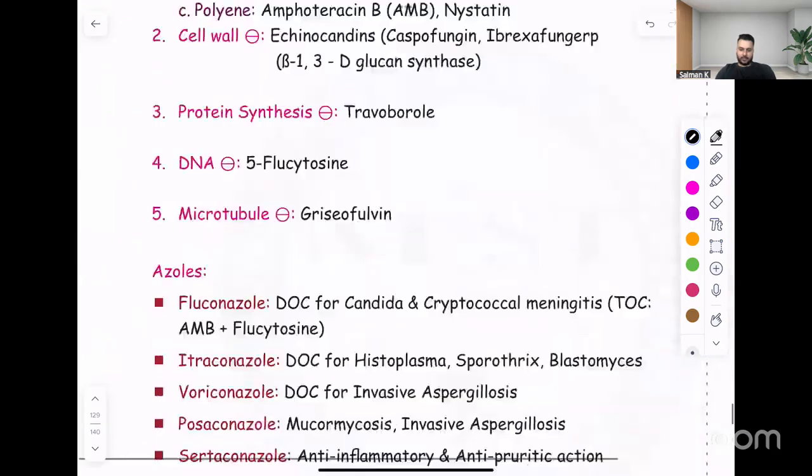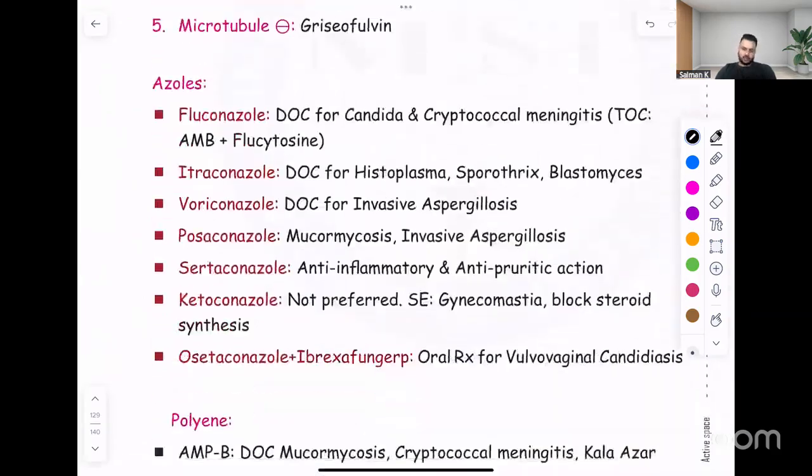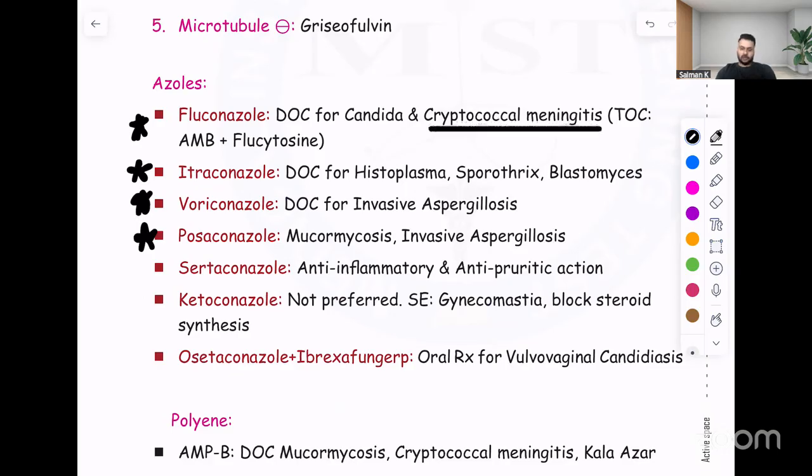Now, antifungals, what I want you to know. Keep an eye on cryptococcal meningitis. This recently came in INI-SET, exactly what is written in the note here. They asked this: combination of amphotericin B plus flucytosine. They will ask this in your exam also, so they may repeat this question, I'm telling you.